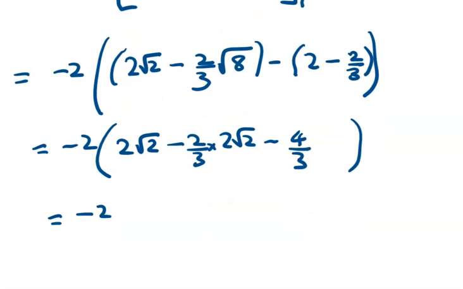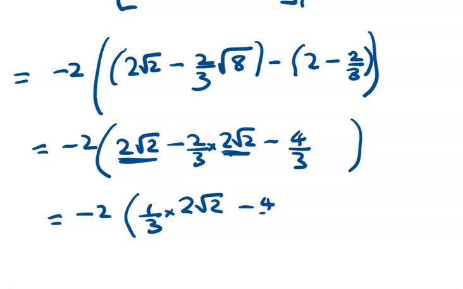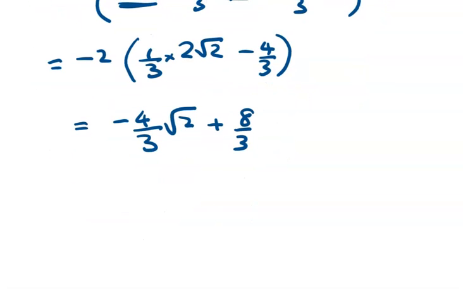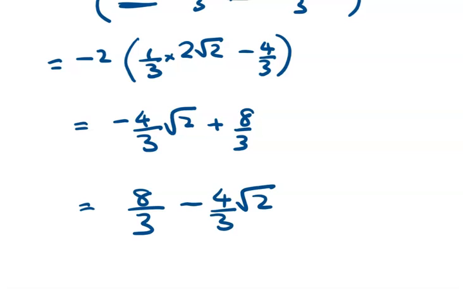Right, so what have we got? We've got negative 2 times 1 lot of 2 root 2 minus 2/3 of it. So 1/3 of 2 root 2 minus 4/3, which gives me negative 4/3 root 2 plus 8/3. So writing that in the form that they wanted, that would be fine, I'm sure. But 8/3 minus 4/3 root 2. So there you go. I think it's a really nice example of substitution.